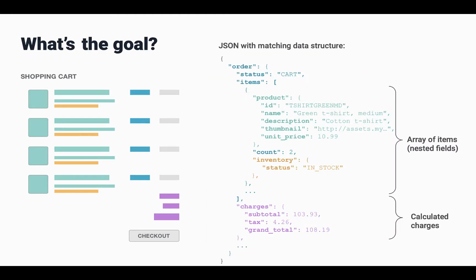From a front-end perspective, the shopping cart component requires data in a format that mirrors its subcomponents, with an array of item objects and a charges object. Creating this component won't take very long and has few opportunities for errors.